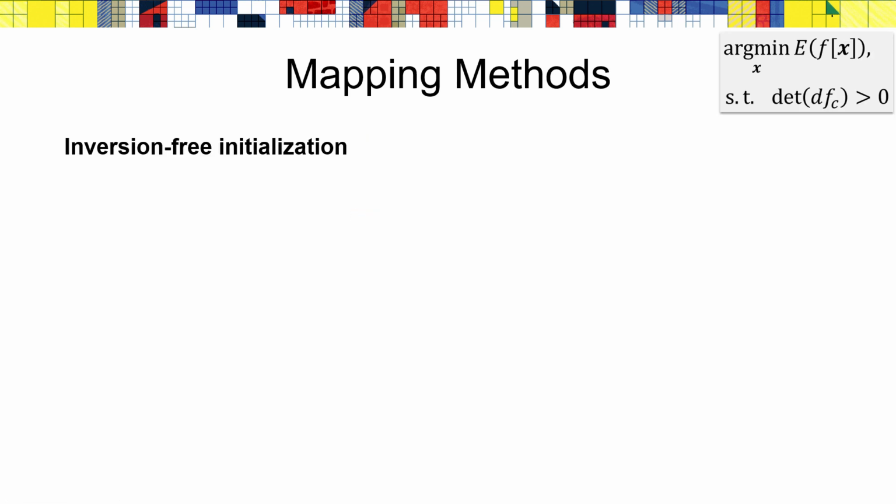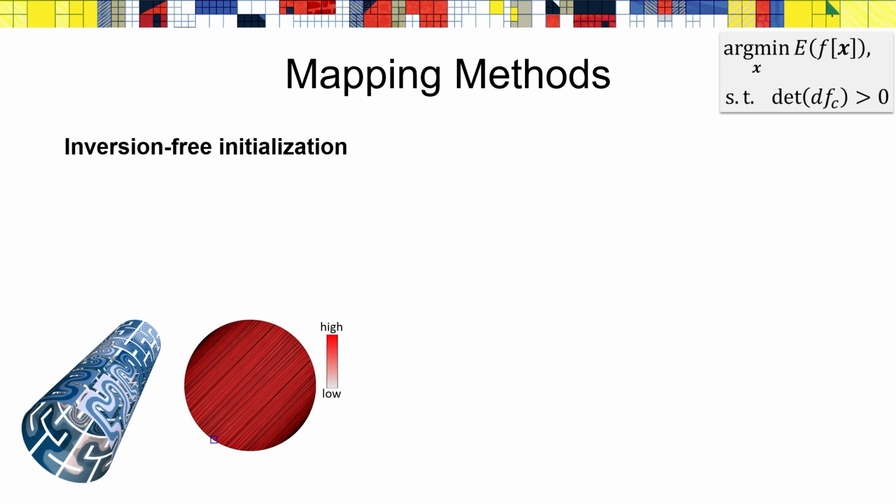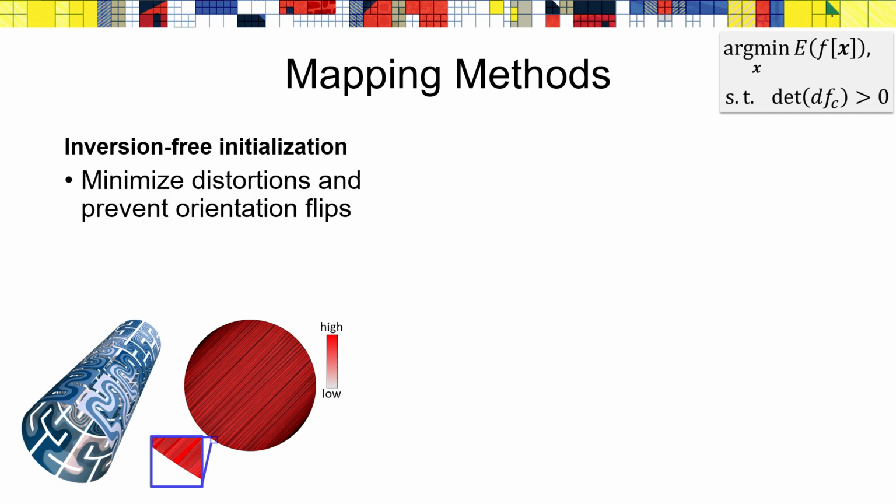Note that the vast majority of first and second order solvers have to be started with inversion-free initializations that are possible to compute only in certain scenarios. For example, in parameterization, disk topology surfaces can be mapped into a disk by Tutte embedding and its variants. Although the distortion in Tutte embedding can be huge, it has theoretical guarantees to be an inversion-free mapping onto convex planar domains. Starting with an inversion-free initial map, distortion solvers are designed both to minimize distortion and to prevent orientation flips.